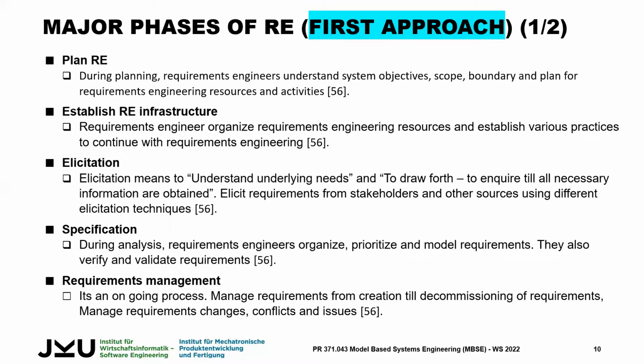So now the major phases of requirements, and it is also a little bit confusing, because different people think differently about how the phases would look. So I took two different examples, one from a book, one from a publication. First, I think this is from a book. The first phase is plan the requirement, then establish the requirement infrastructure, then elicit the requirement. Requirement gathering is not requirement elicitation. Elicitation is something different.